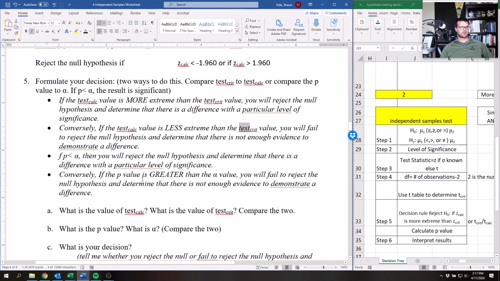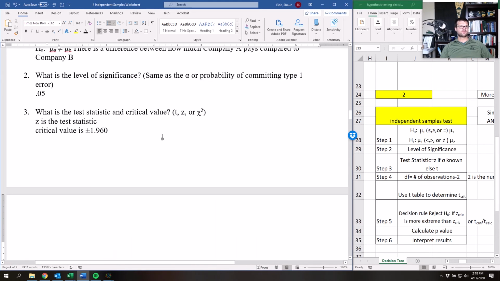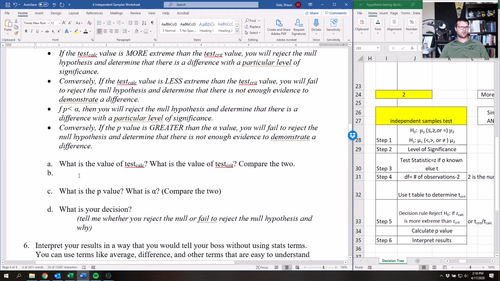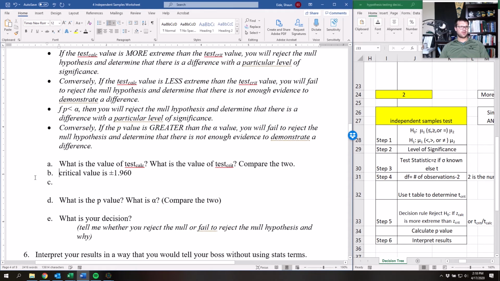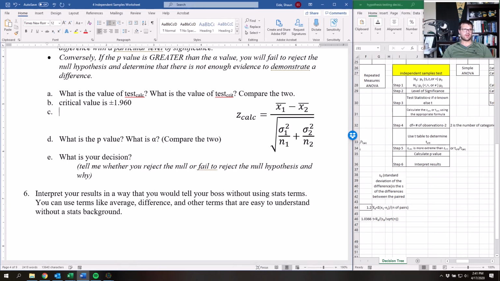So what is the value of test calculated? We already have the value of test critical. The critical value we're just going to copy and bring down here: plus or minus 1.96. Now that we've got the critical value, we need to look at the calculated value. Since we're dealing with the z-calc, there is a very particular formula for how to determine z-calc, and right here is that formula.